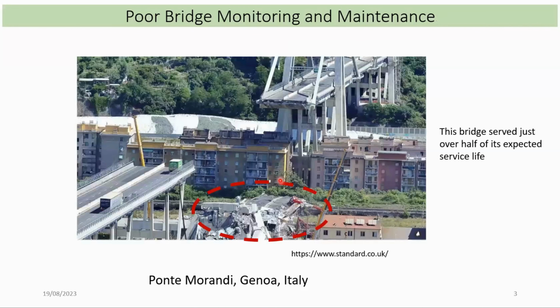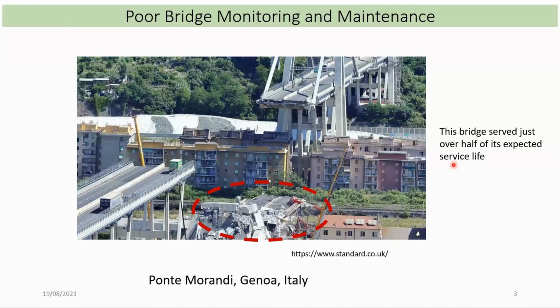Okay, so now let's have a look at this case study. What can poor bridge maintenance and monitoring do? So this is a bridge called Ponte Morandi. It's in Genoa, Italy, and this bridge collapsed in 2018. The big section of the bridge, as you can see here, is on the ground. I think around 39 or 40 people died because this bridge fell on a series of houses and roadway, which is here. And this bridge served just over half of its service life.